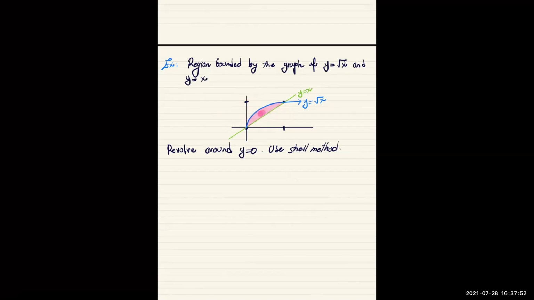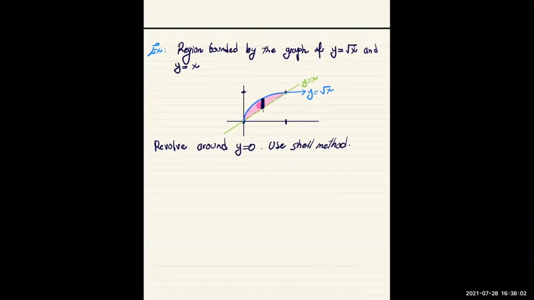Okay, so to use the shell method, take a vertical strip like that. So this is going to be dx. The thickness is dx. Let that shell go around. Draw the shell. Again, guys, you don't need to draw the whole solid. We just draw the shell.